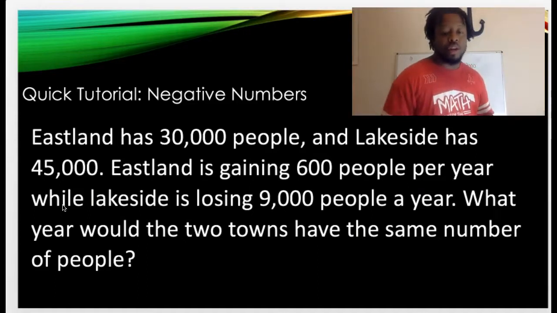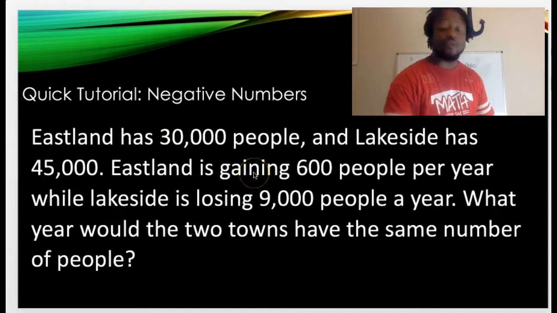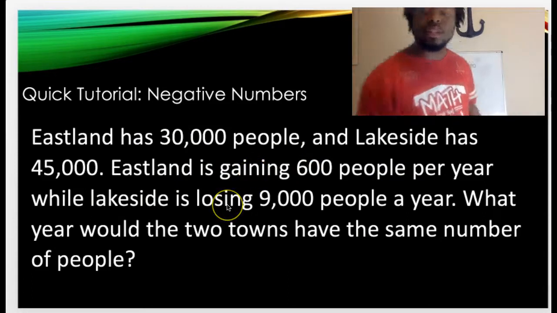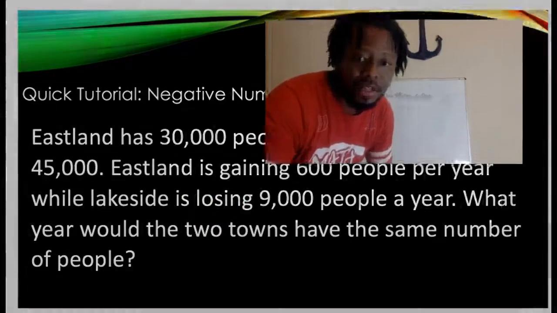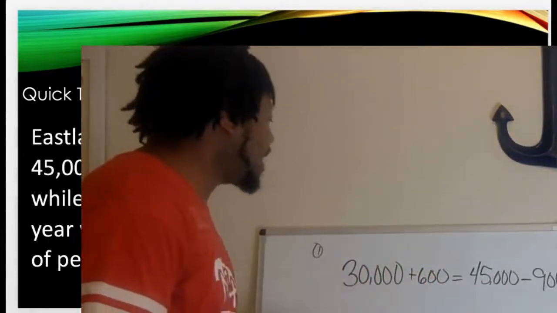All right, so here we go. Let's look at this. So Eastland is gaining, therefore that is a plus. Lakeside is losing, therefore that is a minus. All right, so let's look at this, and this is what your equation should look like. You should have 30,000 plus 600.